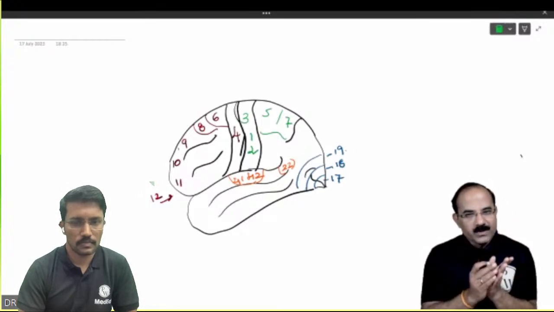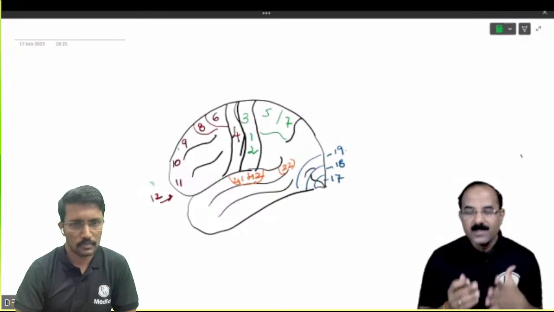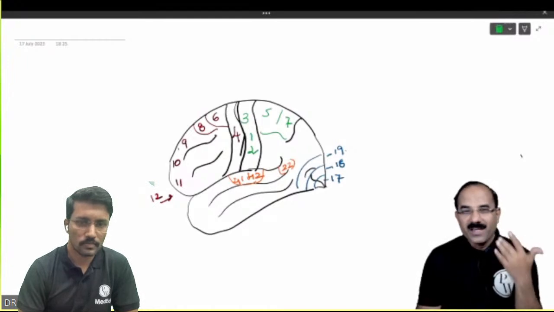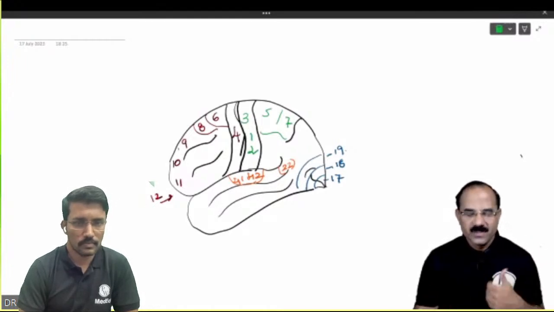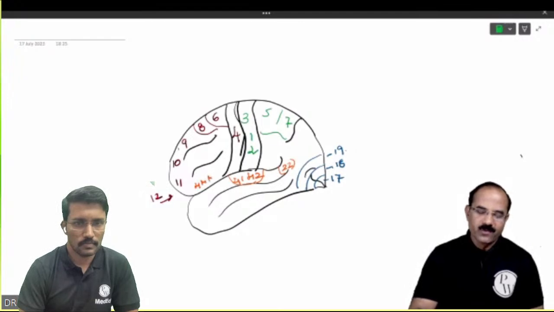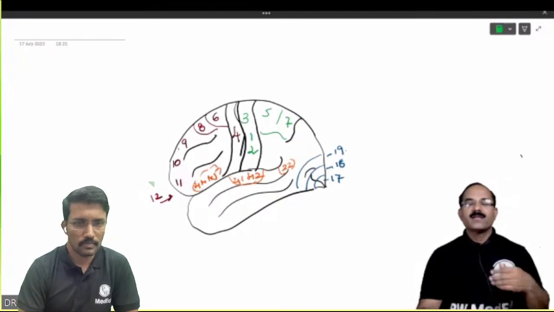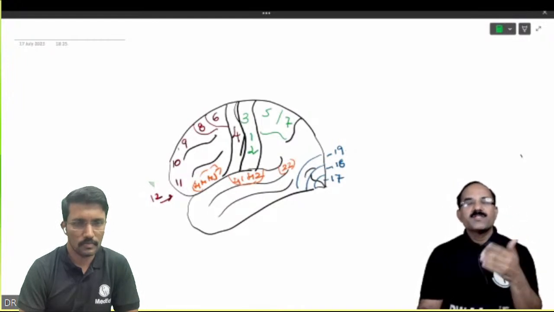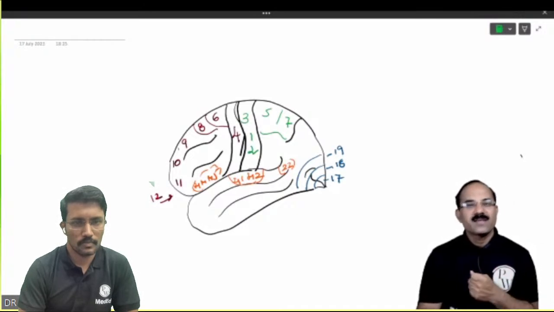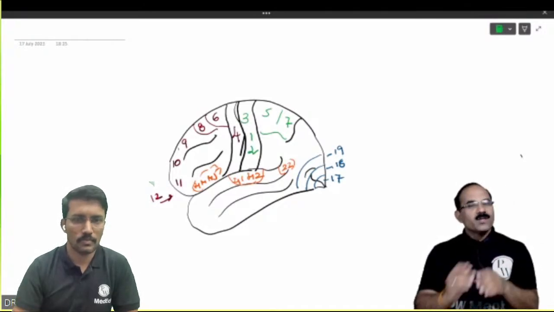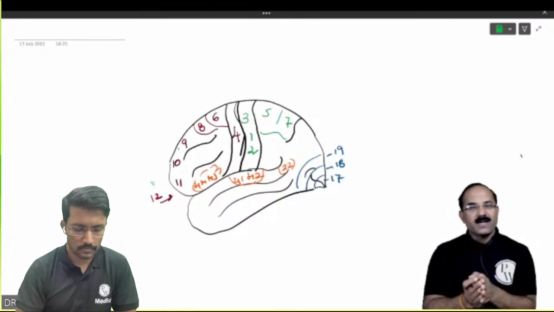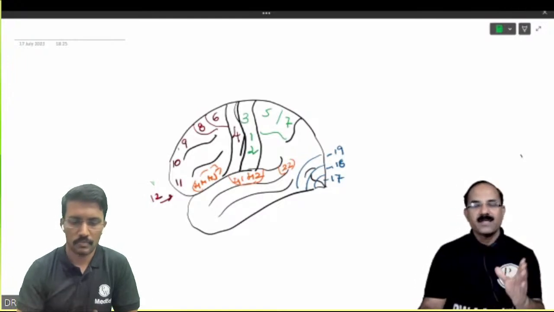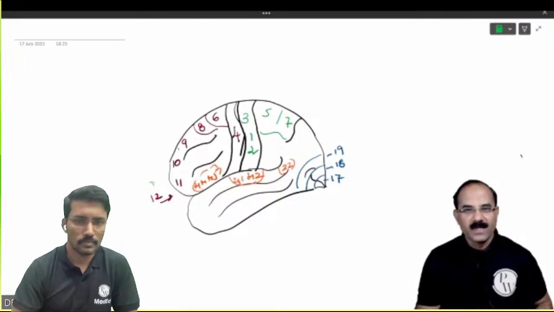So 41, 42 is clear, 22 is clear. So the person has heard, the person has understood, and now the person wants to talk. So there must be some areas which help the person to talk. Yes, which are those areas? Those are 44, 45. And 44, 45 will help the person to talk. This is what we call the motor speech area, known as Broca's area. Okay. So these are the various functional areas classified by Brodmann, known as the functional areas of Brodmann's areas, the primary and the association areas.